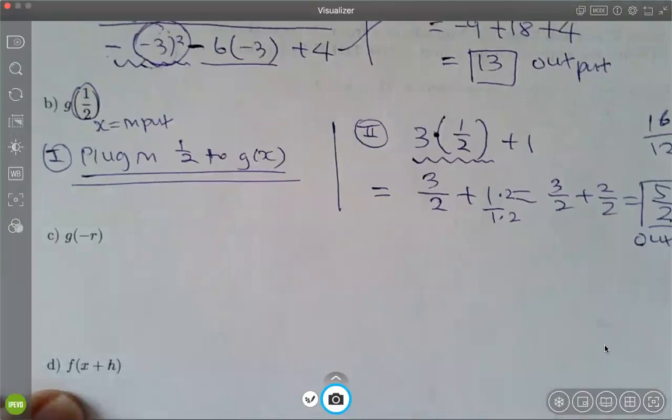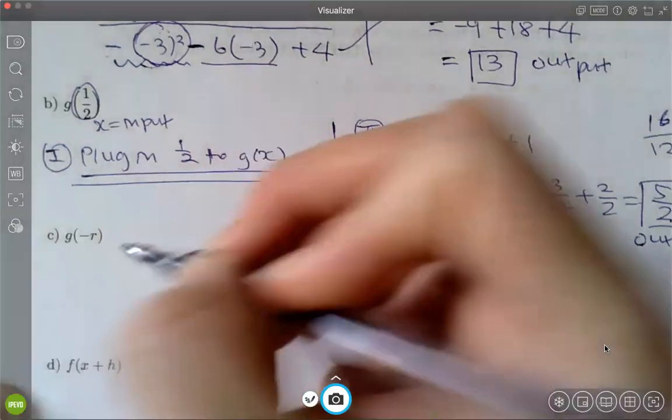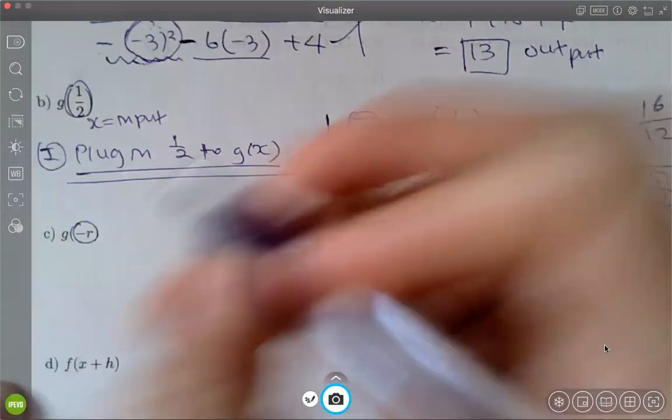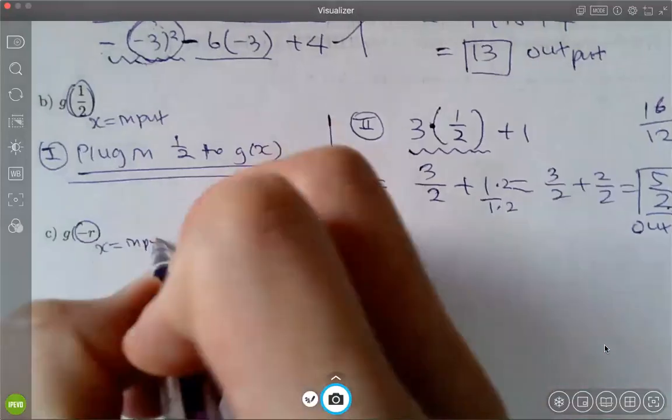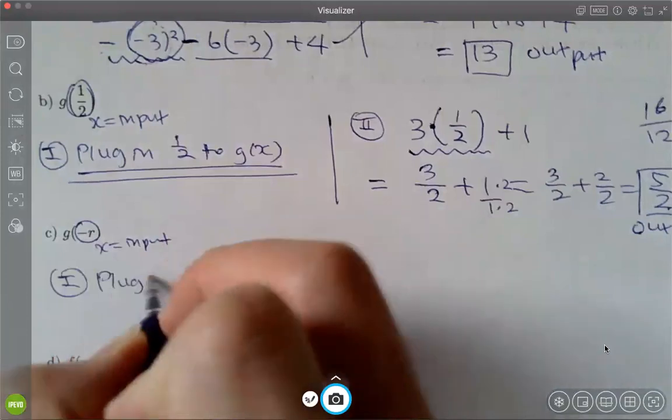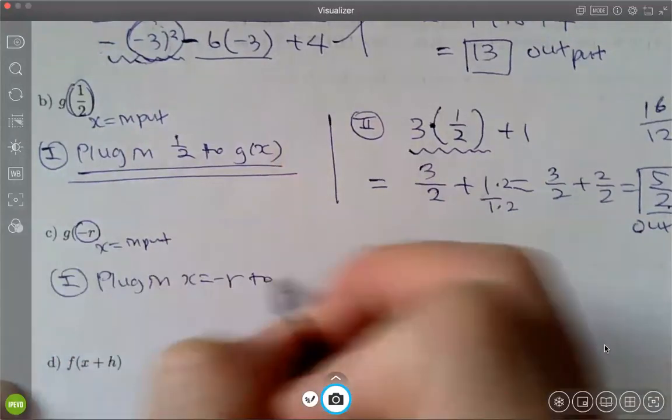Plug negative r into the second function as x. Right? So even though the input is weird, that's okay. Whatever is inside the parentheses, that's the input. Okay, so that's the x value. So plug in x equals negative r into g.